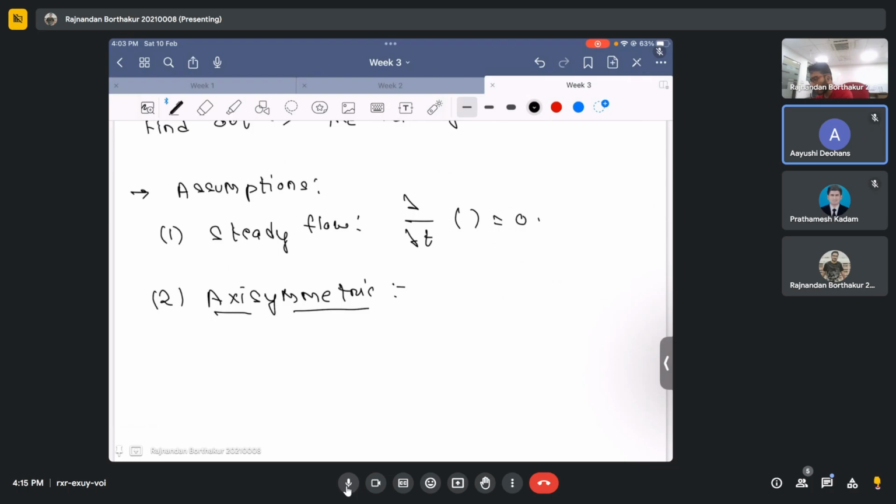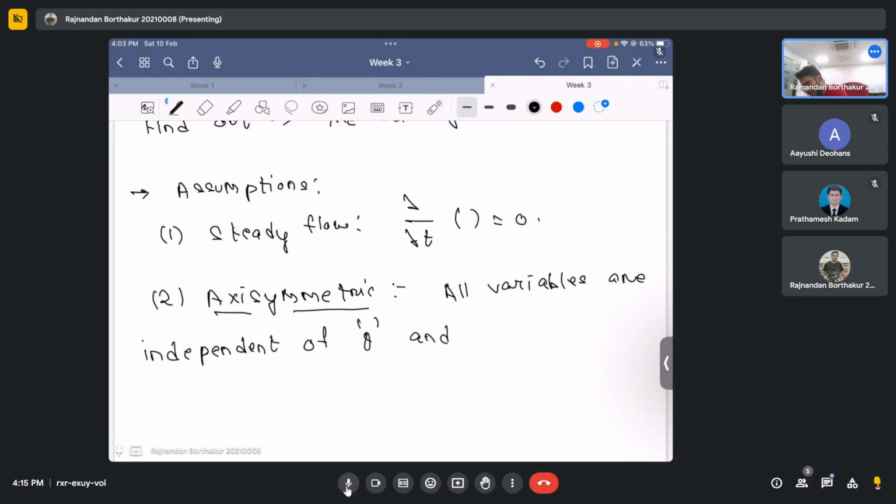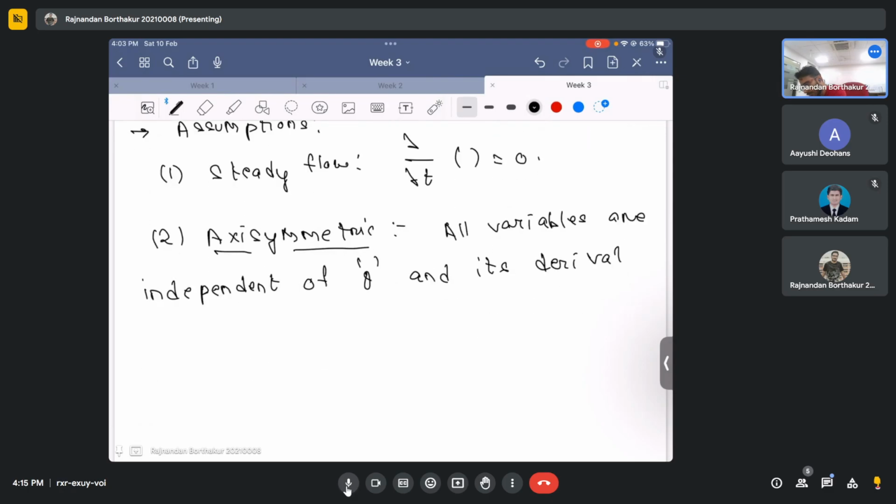Yes, okay. So I'll write it down. It means that all variables are independent of theta and its derivatives, like del theta or del square theta, or something like this. So this is equal to 0 and this is equal to 0. This is the meaning of axisymmetry.